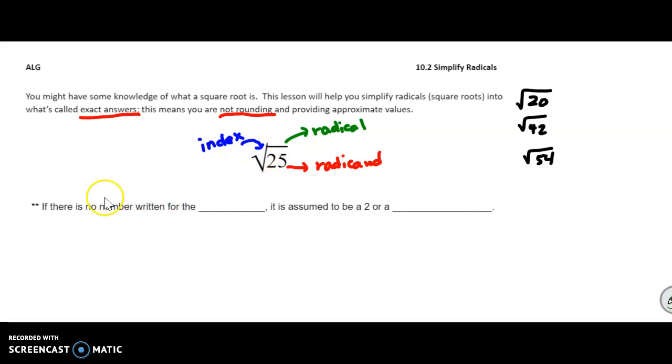Now, if there is no number written for the index, it is assumed to be a 2, or a square root. Because sometimes, and not in this class, you could have what's called a cube root, you could have what's called a fourth root, etc. So when there's nothing there, which I think is what most of us are used to seeing, it's actually understood that it's a square root. There's a 2 there, but we just never write it, okay?